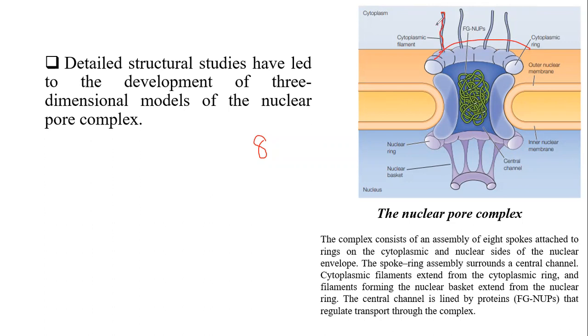Then you have the FG NUPs. Those are the nucleoporins present over here. They regulate the transport. Then you have the nuclear ring and the basket. All these are present just to ensure that importins and exportins are present nearby. And one more thing you need to keep in mind here: importins or exportins, they cannot function without energy.